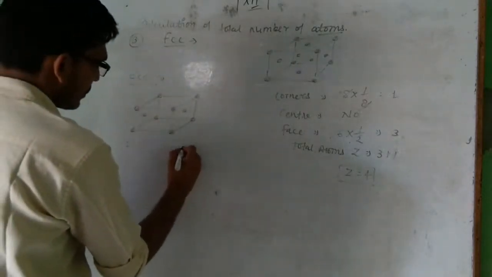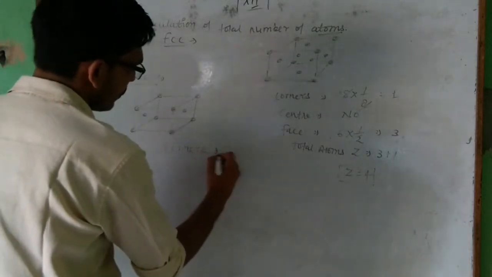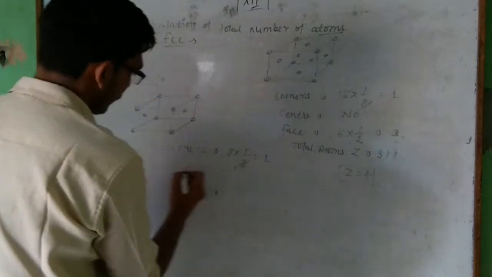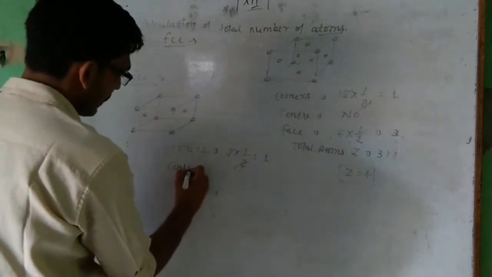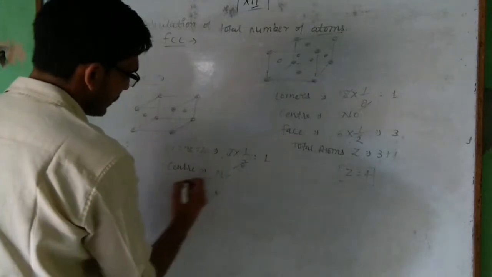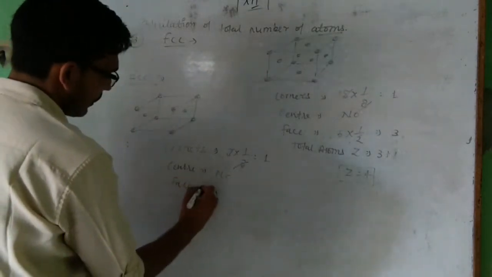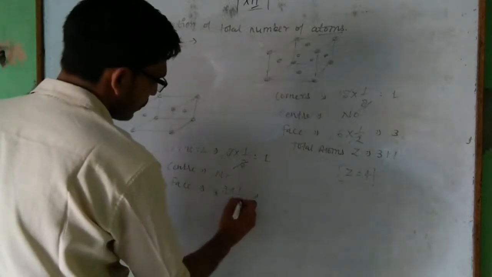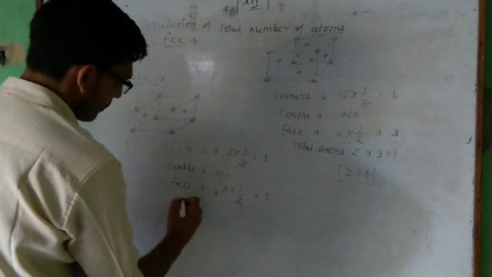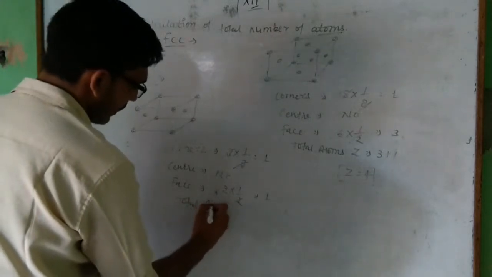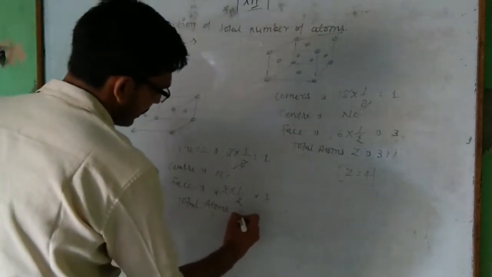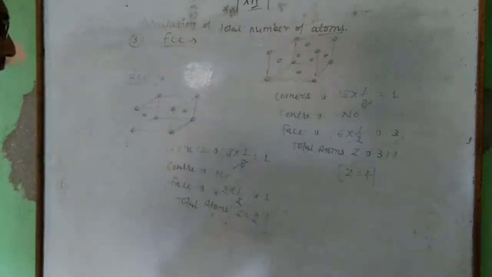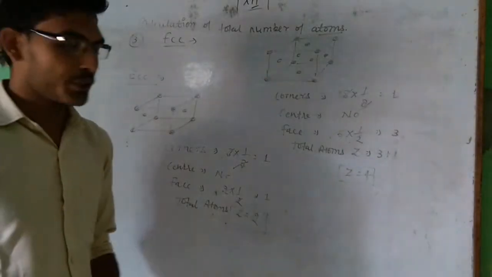So corners. Firstly, we are to calculate the corners. 8 into 1 upon 8th part, so equal to 1. Center: there is no center. Face: 2 into 1 upon 2 parts equal to 1. So total number of atoms Z equal to 2. So in ECC there are only 2 atoms present.